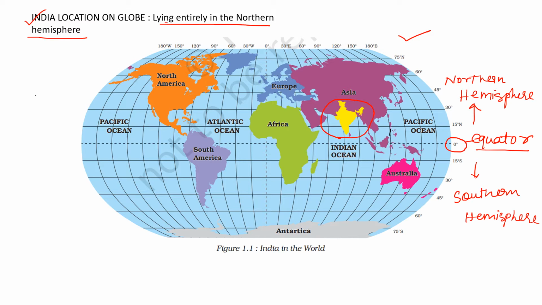So the Indian Union starts from 6 degree 45 minutes. So India lies entirely in the northern hemisphere.